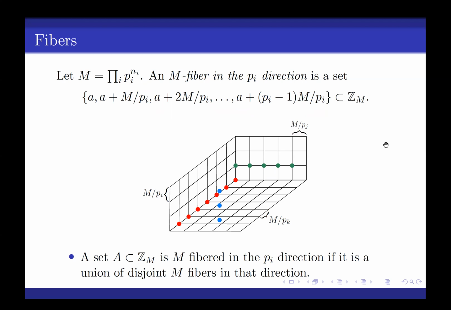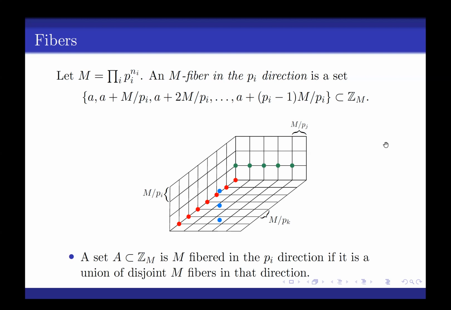And we're also going to say that a set is m-fibered in some direction if it can be decomposed as a disjoint union of m-fibers in that fixed direction.